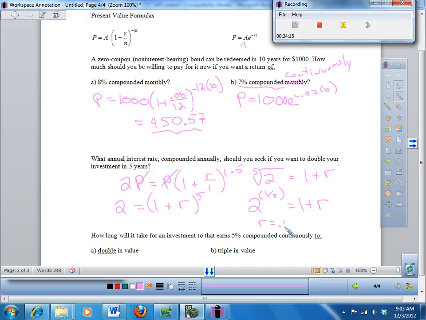0.148, or about 14.9%. Okay, so if you want to double your money in 5 years, you're going to have to earn an annual rate compounded.